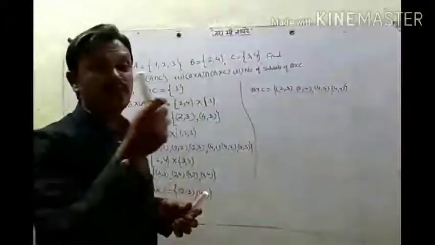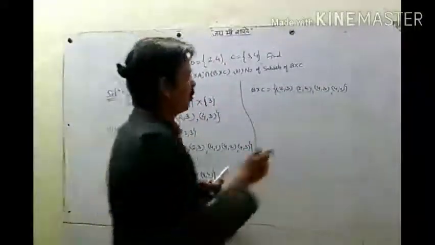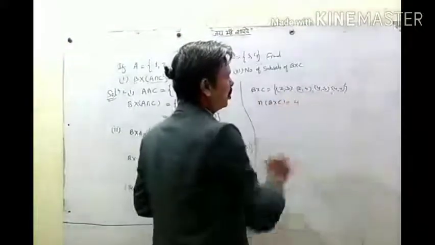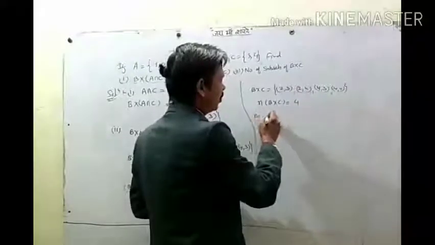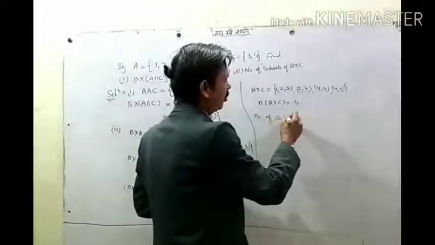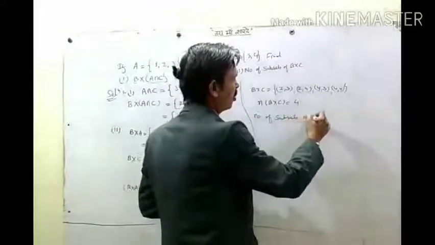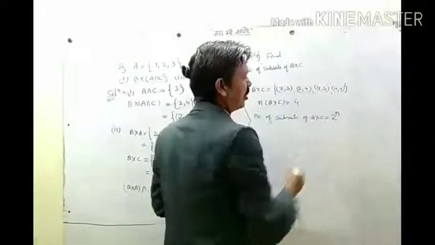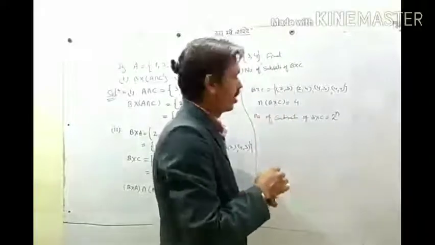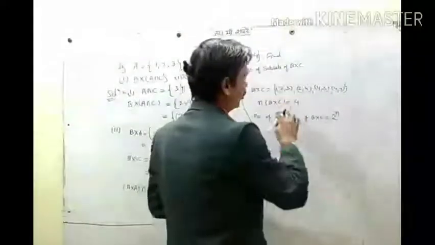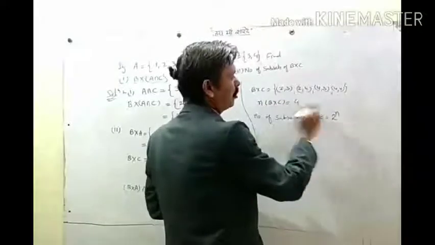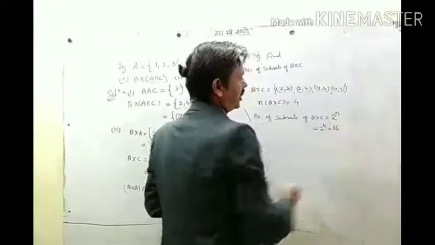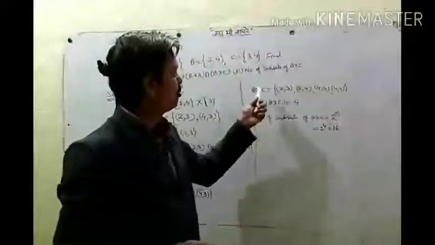How many subsets will be there? So B cross C has number of elements 4. So number of subsets of B cross C will be 2 to the power n, where n is number of elements of set. So here we have set B cross C having 4 elements, so it will be 2 to the power 4, means 16 subsets will be there of B cross C.